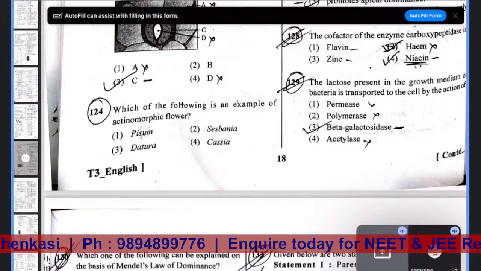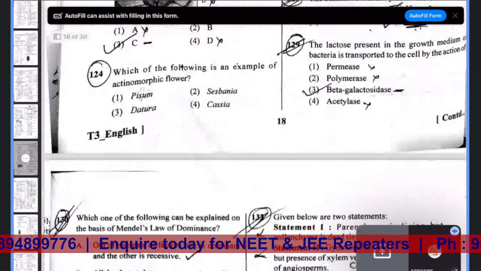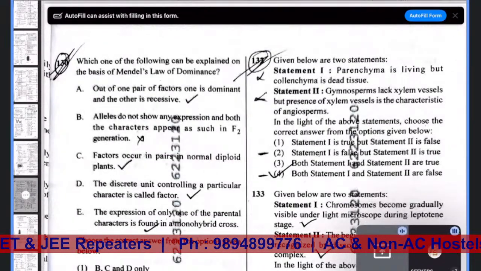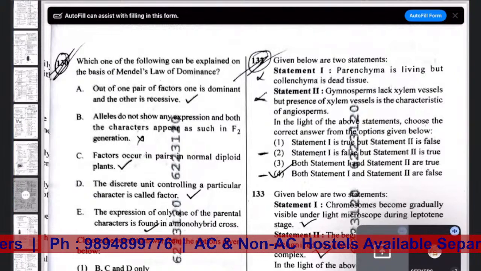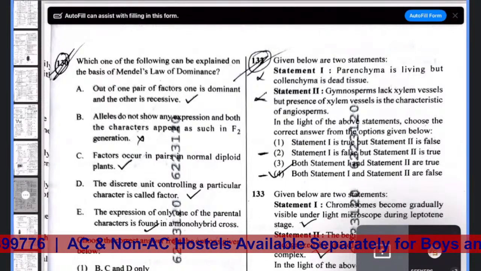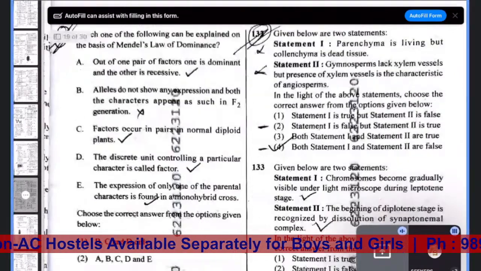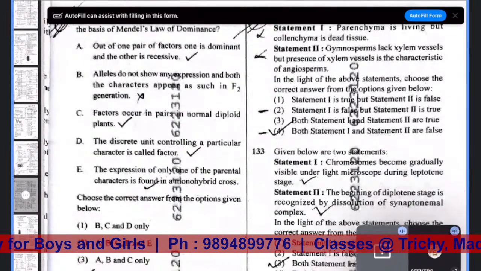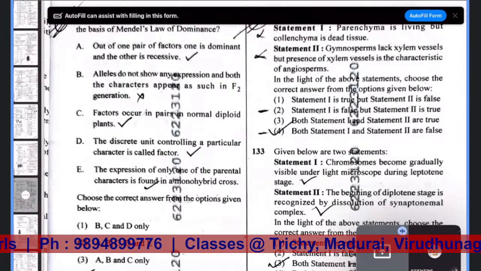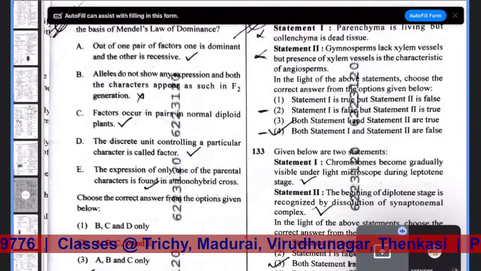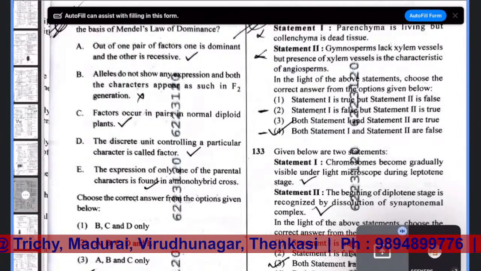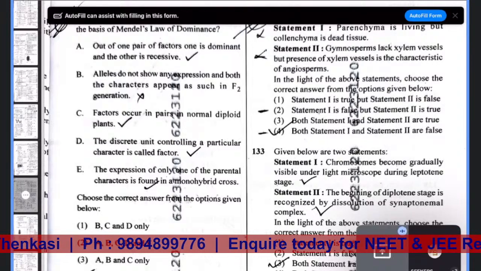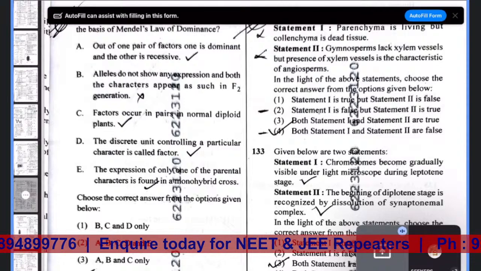Okay. Then question number 130, which one of the following can be explained on the basis of Mendel's law of dominance? We have to see the statement that is explaining the law of dominance given by Mendel. Okay. See, statement A, out of one pair of factors, one is dominant and the other is recessive. The statement is right. Statement B, alleles do not show any expression, but both the characters appear as such in F2 generation. So this is wrong. Alleles show expression, yes, and in F2 both the characters appear, but the first statement they have given is incorrect.